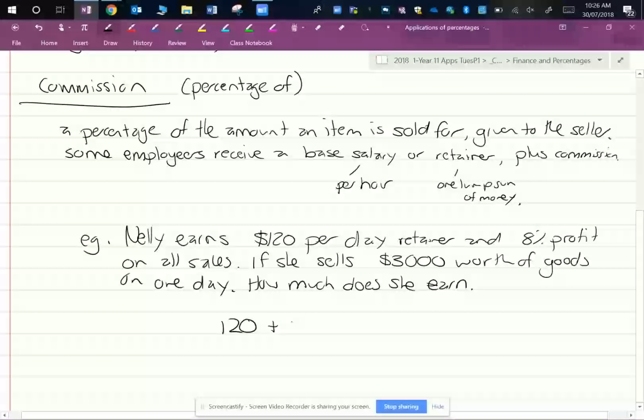Plus 3,000 times by 0.08. We're finding 8% of that amount. So we're finding 8% and then we're adding the $120.